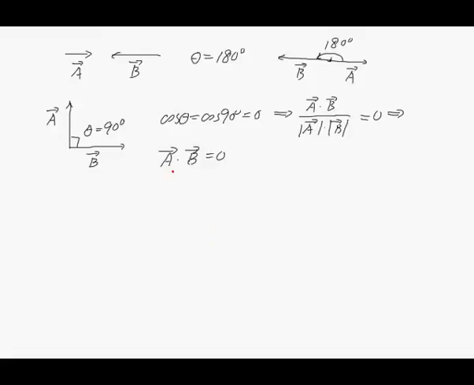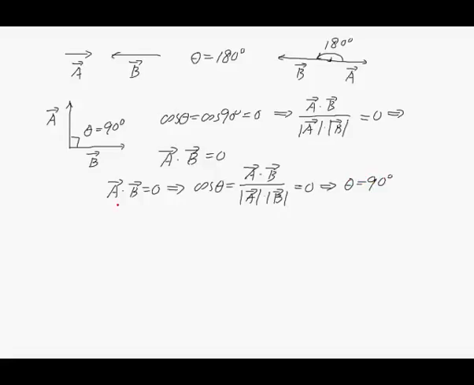Now, if A dot B equals 0, this just implies cosine theta equals A dot B over the magnitude of A times the magnitude of B, equal to 0. And since theta is between 0 and 180, there is only one angle for which the cosine is equal to 0. So that is theta equal to 90 degrees.